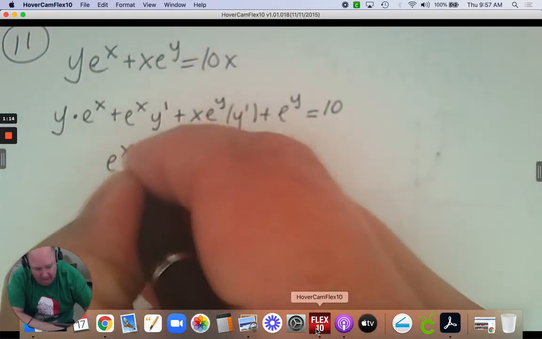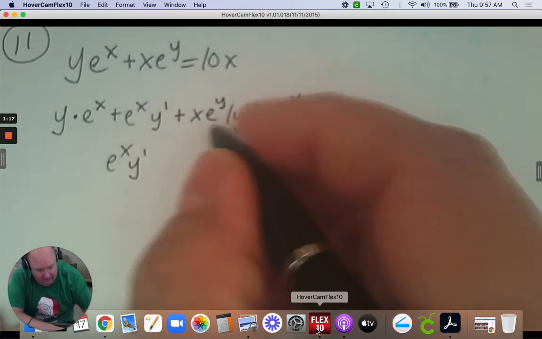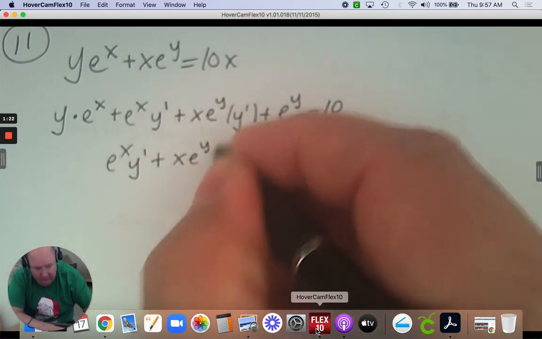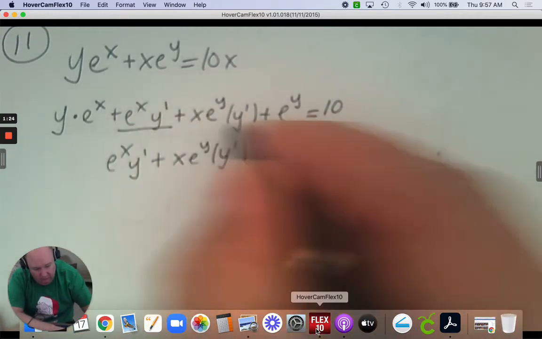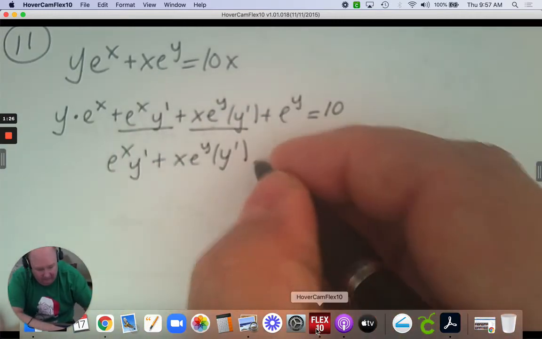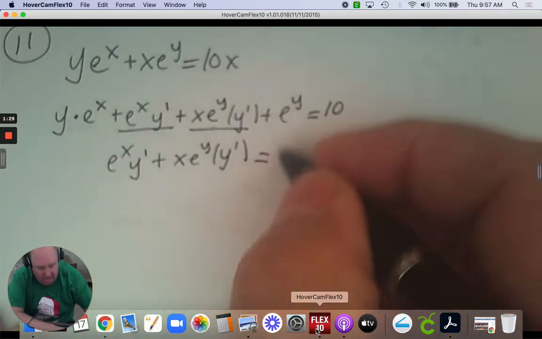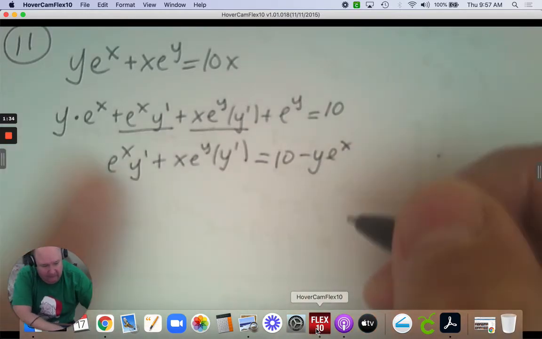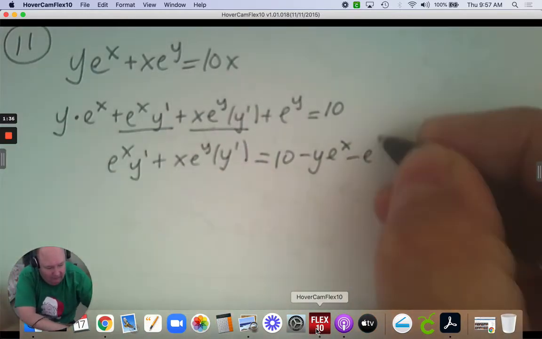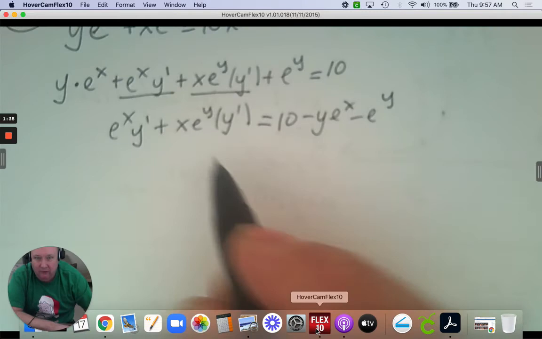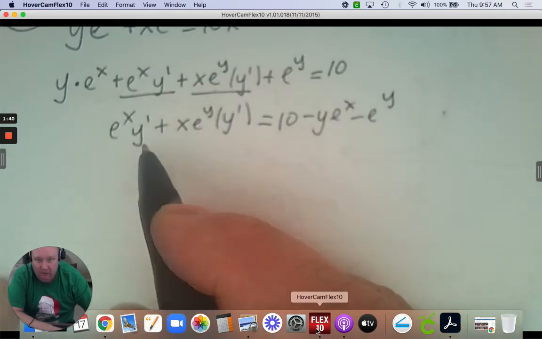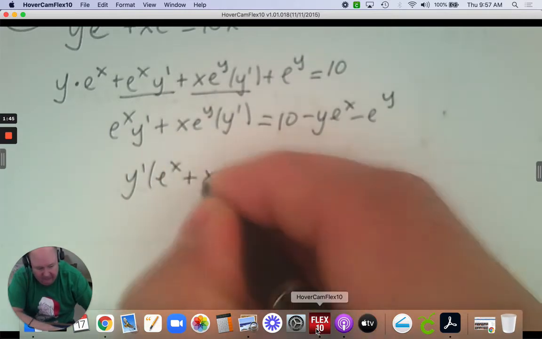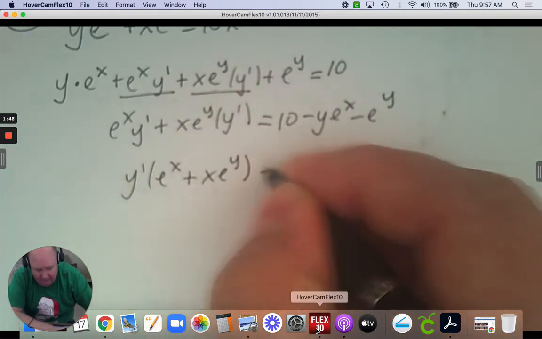So e to the x y prime and x times e to the y y prime. So these two terms, they're going to stay. Everything else is going to be moving to the other side. So we have a 10. We're going to subtract y e to the x, and we're going to subtract e to the y. So that we have rearranged this, so only the y primes are on one side of the equation. Factor out a y prime, and you have e to the x plus x times e to the y.